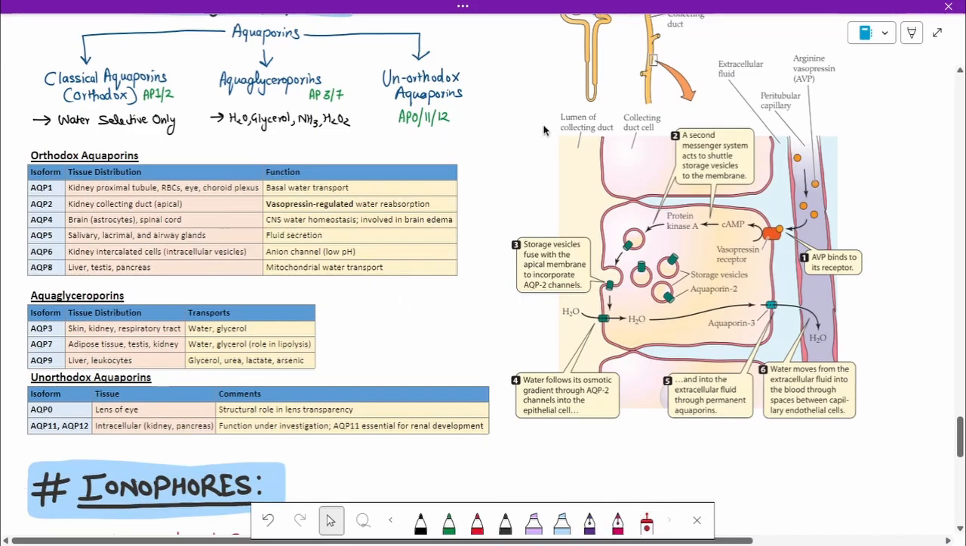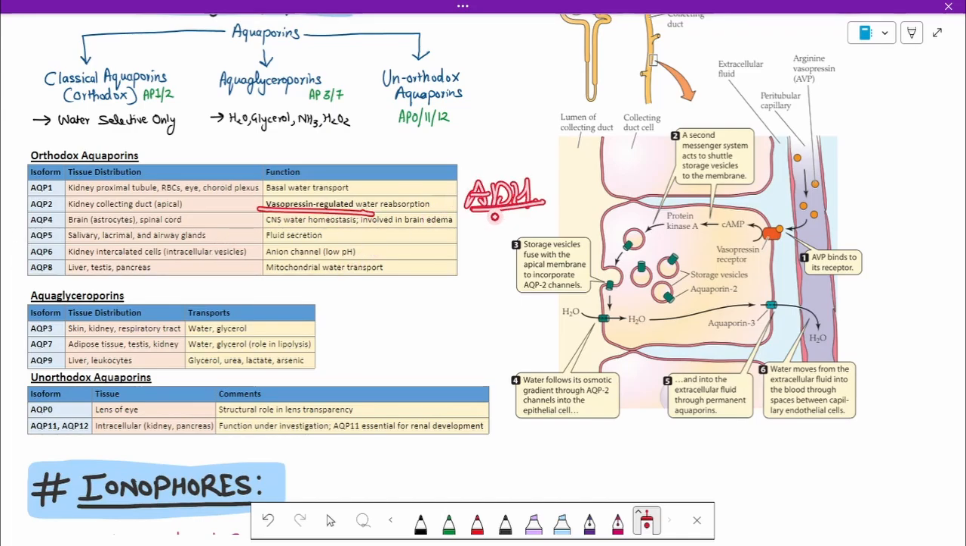Okay, we need to know only some of these aquaporins. Aquaporin 1 is present in the PCT of the kidney, some RBCs, and the choroid plexus. Most important are aquaporin 2 and aquaporin 4. Aquaporin 2 is present in the collecting duct of the kidney. It is also vasopressin regulated, regulated by ADH. And aquaporin 4 is present in the brain and spinal cord.